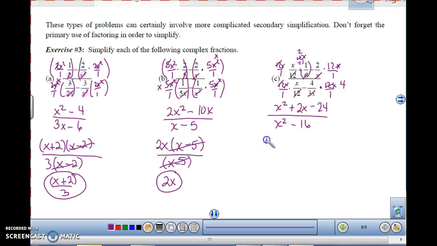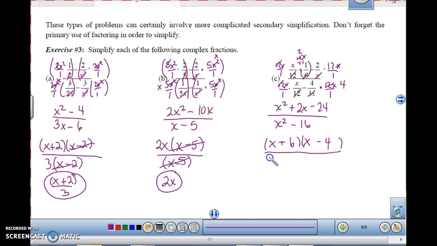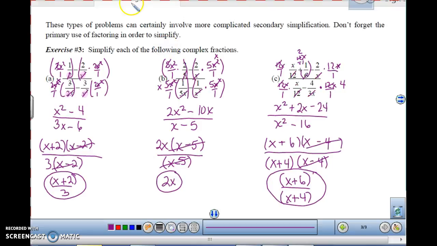All right, factor, factor, factor. X squared plus 2x minus 24 is a double bubble. So that's going to be x plus 6, x minus 4, not 2, sorry. I was thinking 2. All right. 6 minus 4 is positive 2, and then over x squared minus 16 is x plus 4, x minus 4. All right, what cancels? The x minus 4s. So you're left with x plus 6 over x plus 4. And there's your final answer.